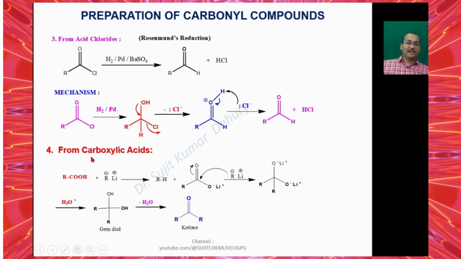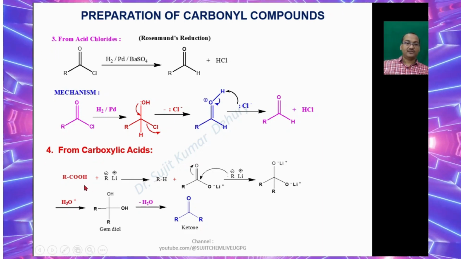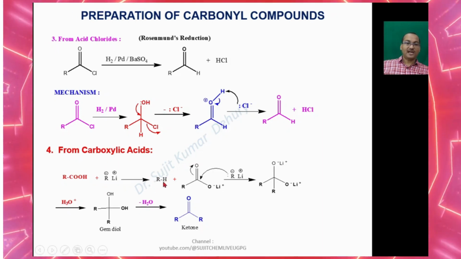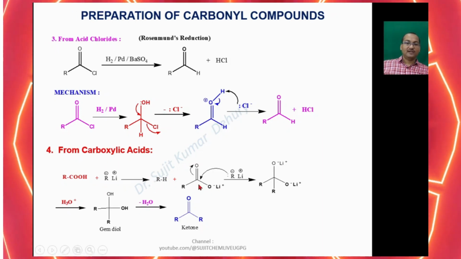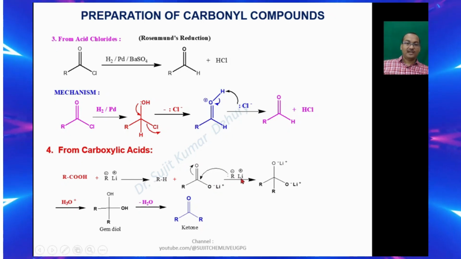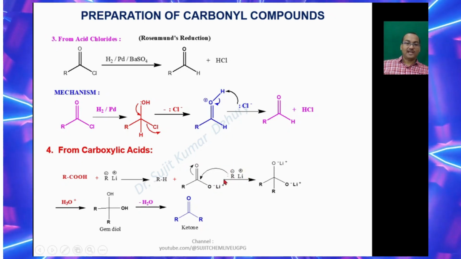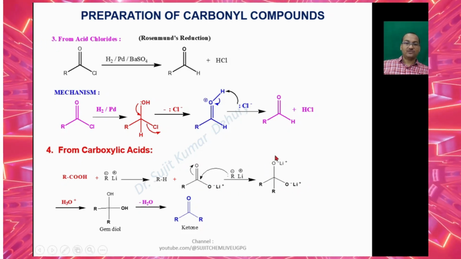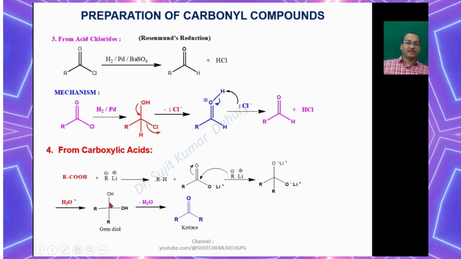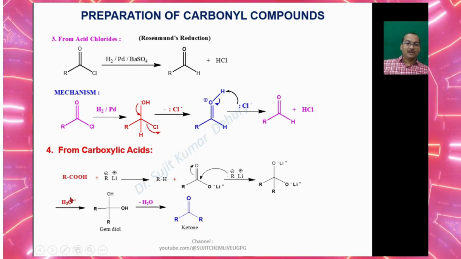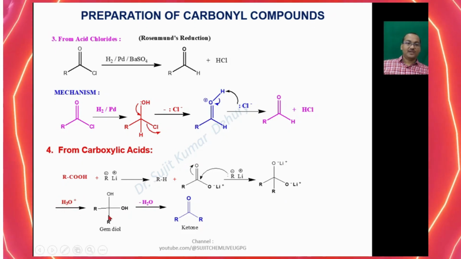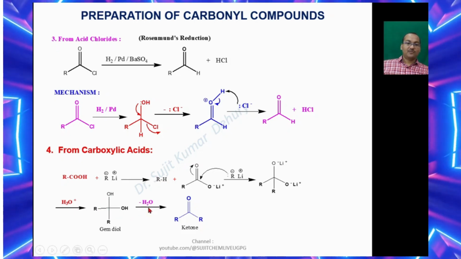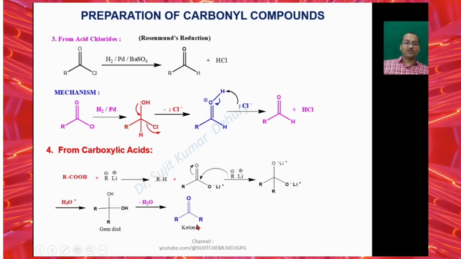We can also prepare them from carboxylic acids. Carboxylic acid reacts with alkyl lithium, giving rise to the alkane RH plus a lithium salt. Another molecule of alkyl lithium will react with this lithium salt, giving rise to a dilithiated compound. Upon reaction with H3O plus, you get a gem-diol. This is an unstable compound. It will lose one molecule of water, giving rise to a ketone.